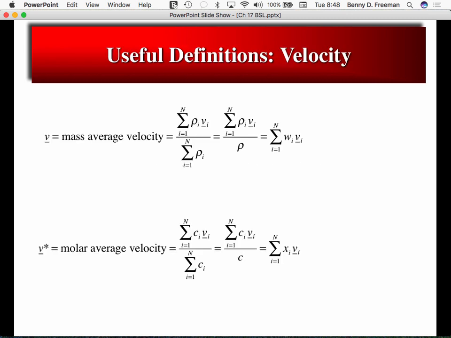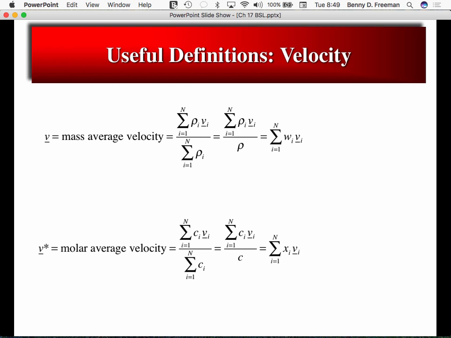There are a couple of predominant average velocities that are in use. The mass average velocity is given as follows. It's the velocity of each component in a system multiplied by its mass concentration, and then divided essentially by the density of the total mixture. And that simplifies down to the velocity of each component weighted by its weight fraction.